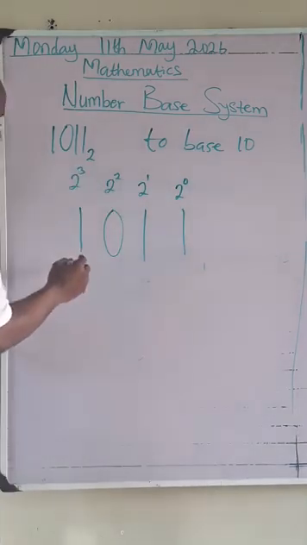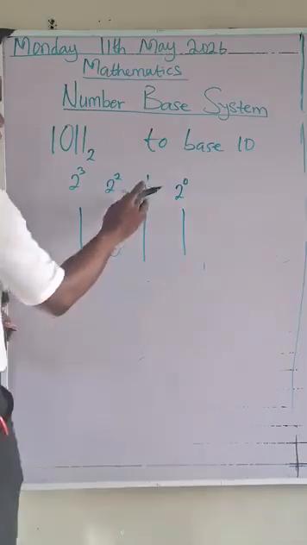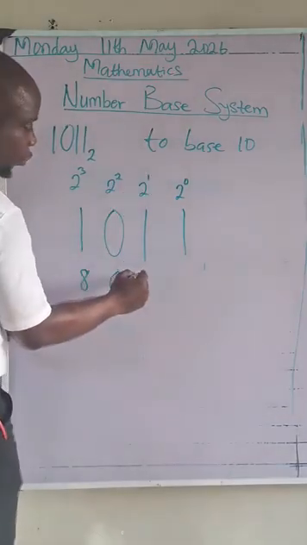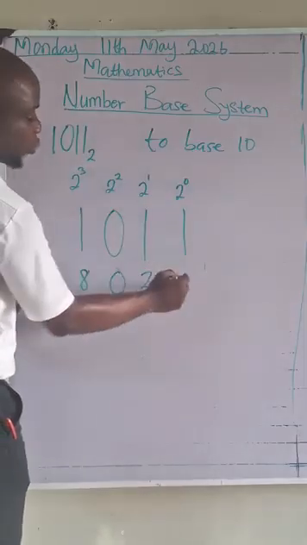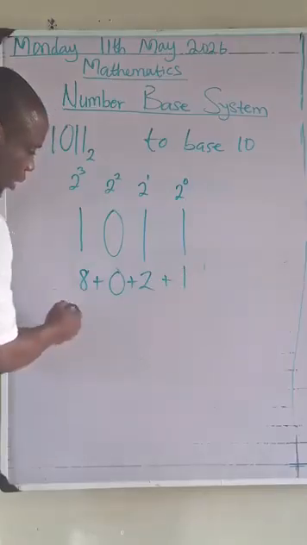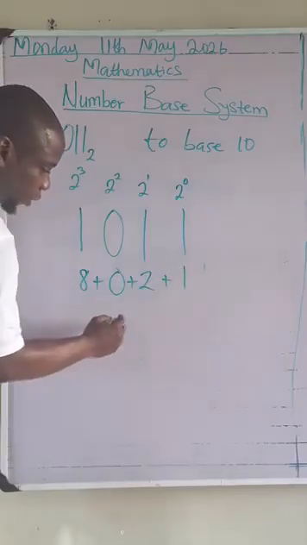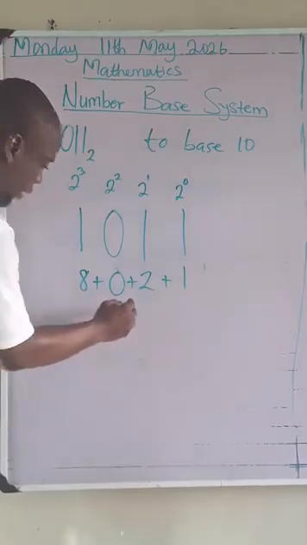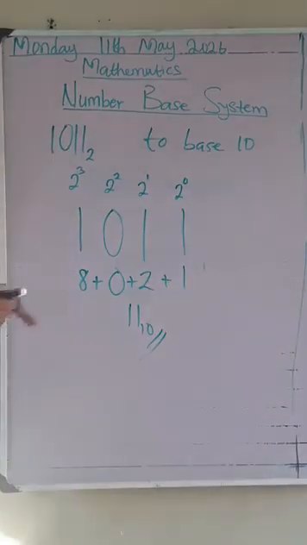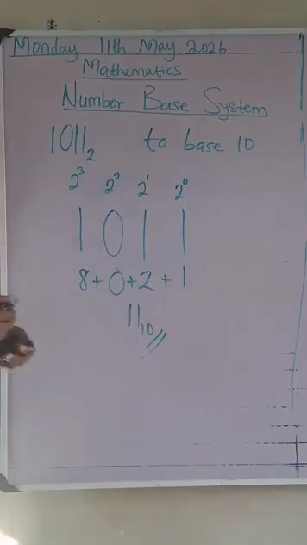2 raised to the power 3 is what? 8. This one is off, so I'm going to put 0 here. 2 raised to the power 1 is what? 2. 2 raised to the power 0 is what? 1. So you add this plus this plus this together. This plus this plus this gives me what? 11. Base 10. That's what it means, because 10 plus 1 is 11.